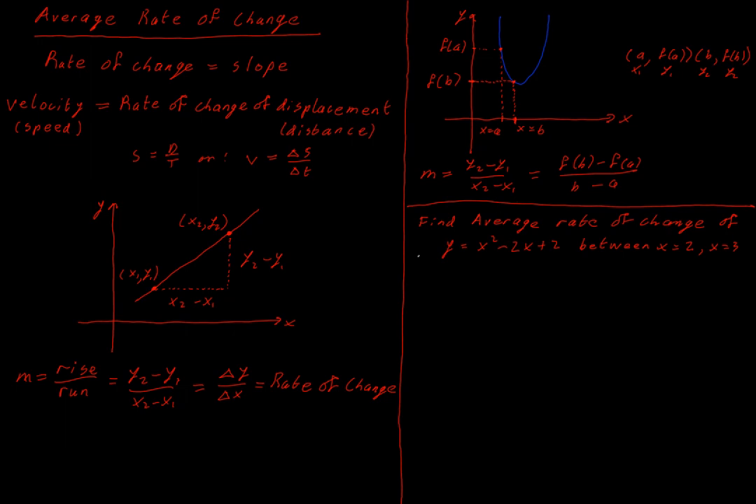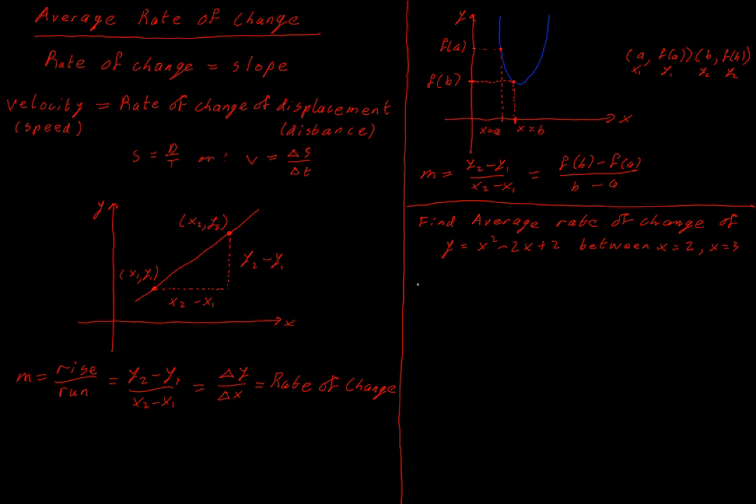Now we're going to put this into practice in this question here. Find the average rate of change of my quadratic here between x is equal to 2 and x is equal to 3. So what do I need? The average rate of change is just going to be using my slope formula. Rate of change means slope. So what would be the slope of my quadratic curve between x is equal to 2 and x is equal to 3? So let's just find that out.